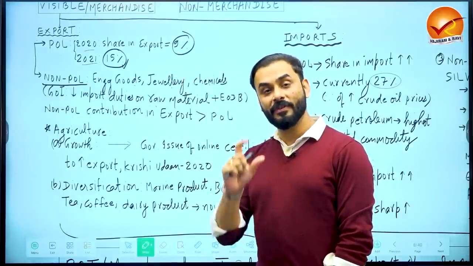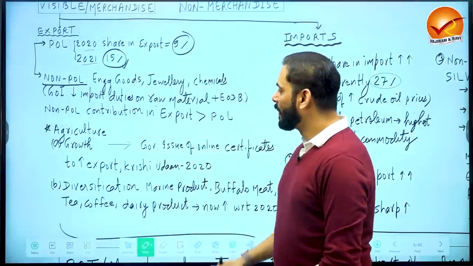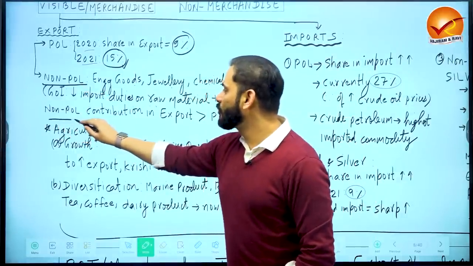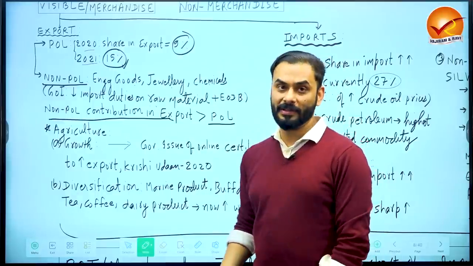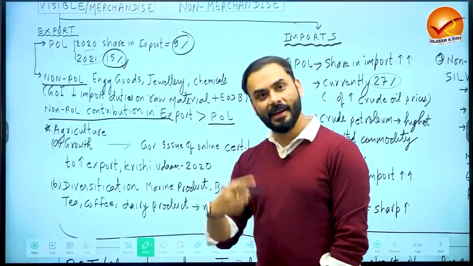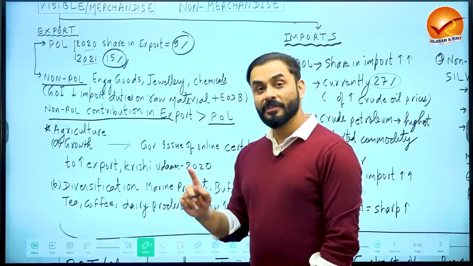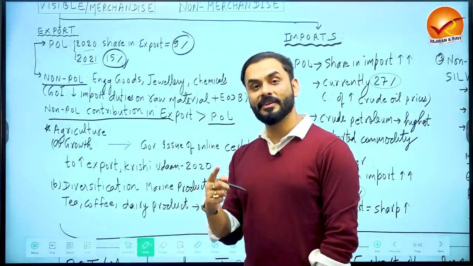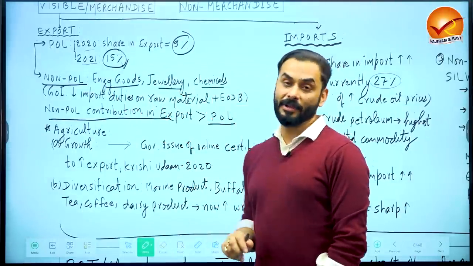Rest of our export comprises of non-POL. So the contribution of non-POL in our export is more than POL, right? POL is only 15%. The rest 85% comes from non-POL. Which are some of the major exported items in the non-POL category? As we discussed, engineering goods, jewelry and chemicals.